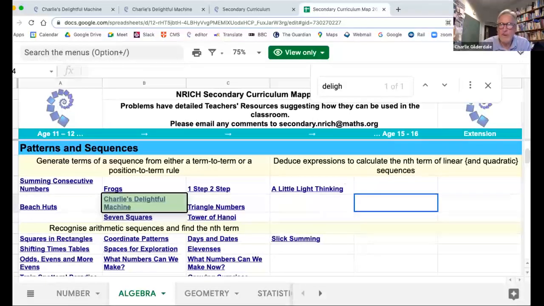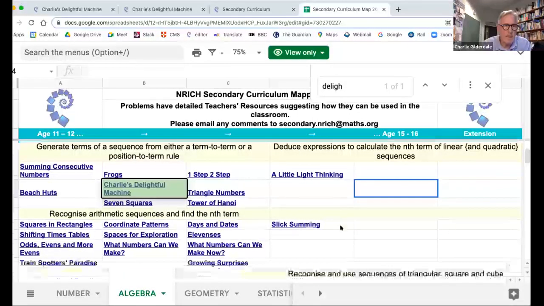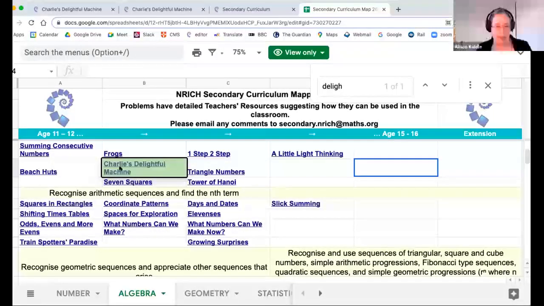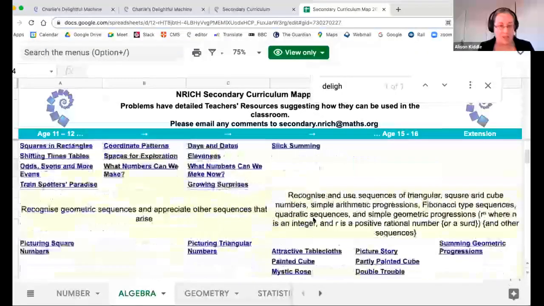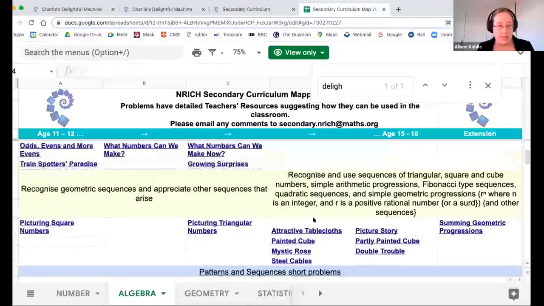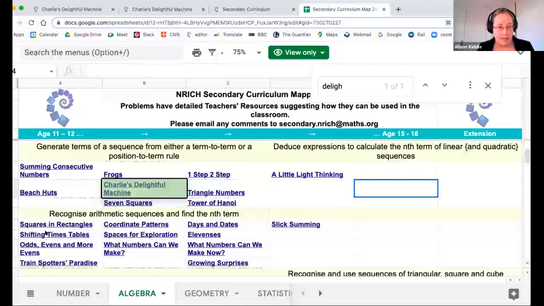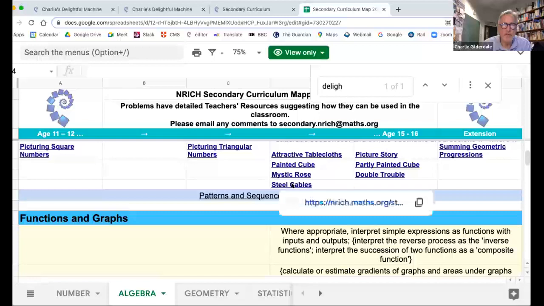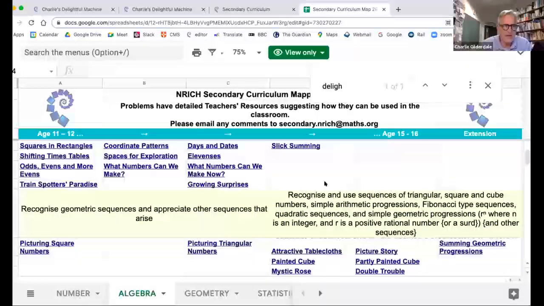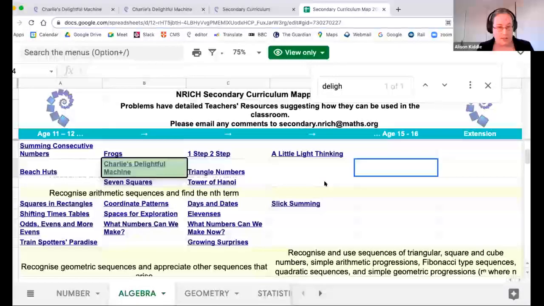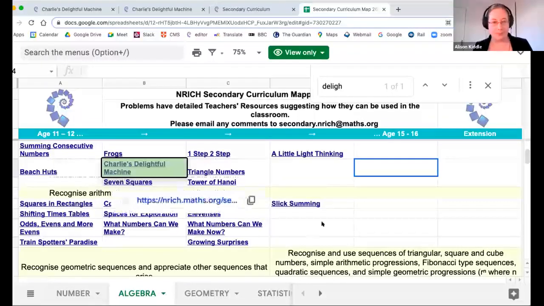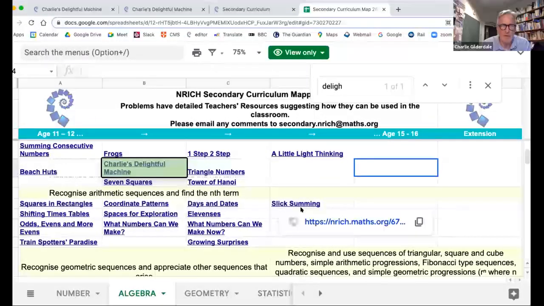you'll see, we should find the problems that we've been looking at. So there's Charlie's Delightful Machine. Yeah, I can see Shifting Times Tables just to the left of it, in the next section there. Down, yeah. Steel Cables was a year 10 problem, so it's over here. And the other one that we looked at was 7 Squares, wasn't it? Yes, which is just underneath Charlie's Delightful Machine there in the year 8 column. And Slick Summing that we talked about as well.